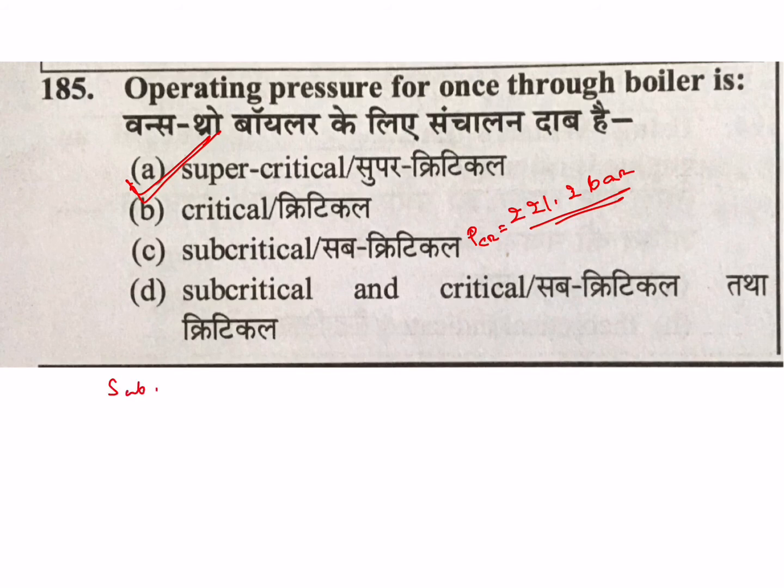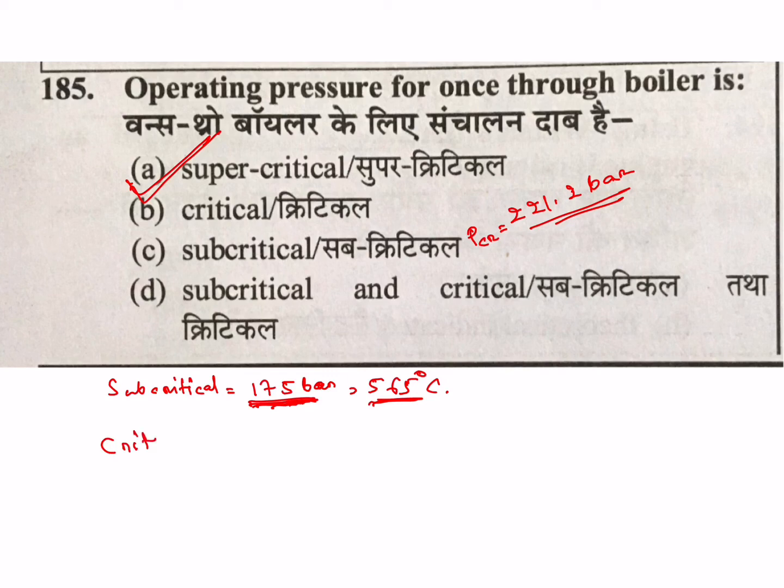And we know for subcritical, it's around 175 bar, and your temperature range is 565 degrees Celsius. This is not a fixed value. If you ask any Alstom fellow or L&T fellow, they will answer something else, but it's around 175 bar. And temperature is around 565 degrees Celsius in the case of subcritical boilers.